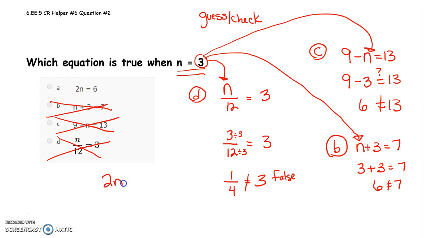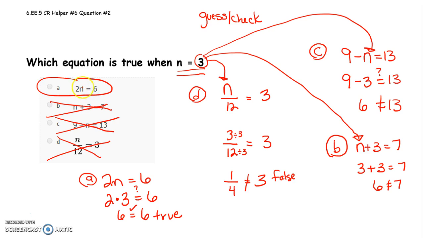So this is 2n equals 6. Well, that means 2 times n if I don't see an operation between. So now again, I'm going to substitute a 3 in place of n. So that's 2 times, in place of n, I'm going to substitute my 3. 2 times 3, we're going to see if that's 6. Please be 6. 6 equals 6. I finally have a true statement. So if I took 3 and substituted into letter A, I would make a true equation. So that's a little guess and check.